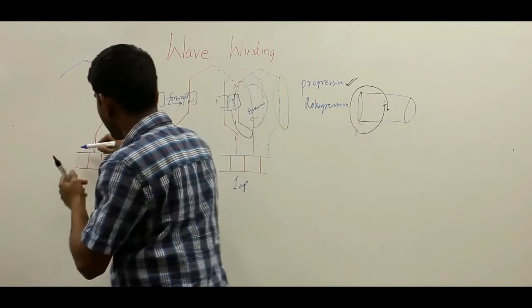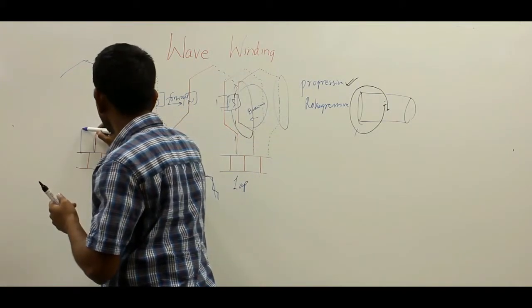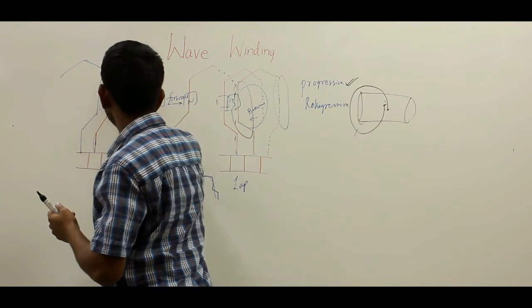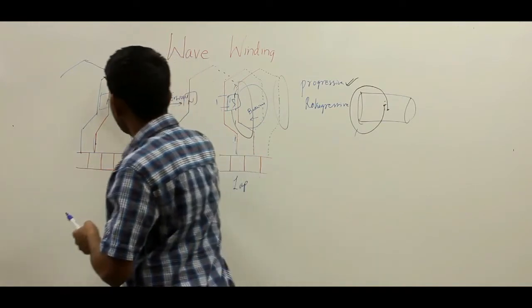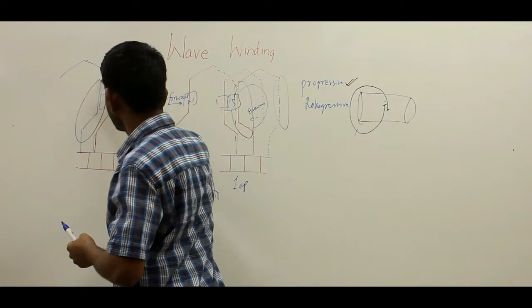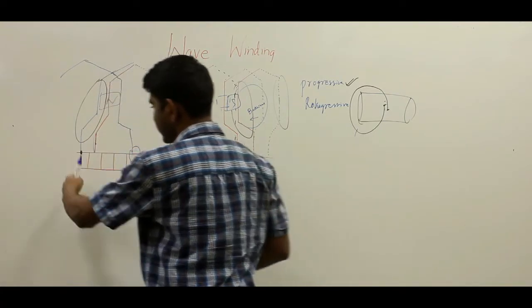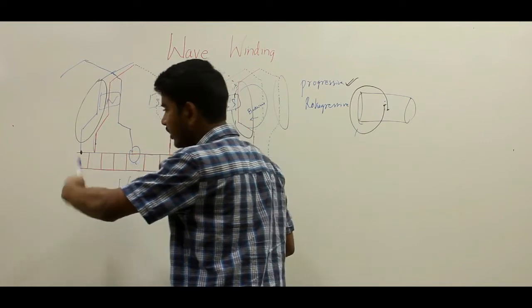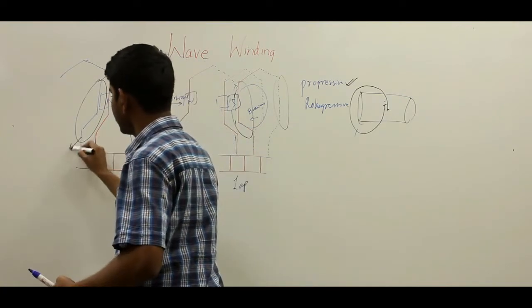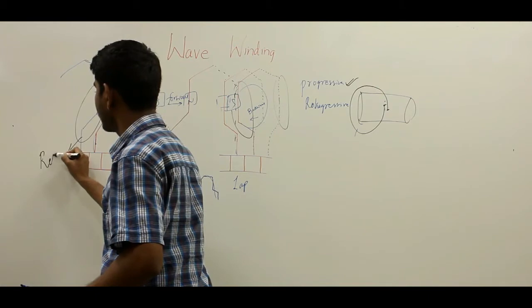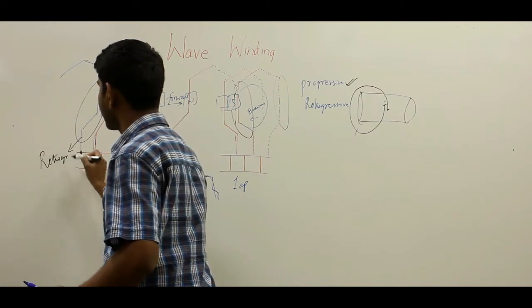Similarly, you might have other windings, let me say this is the other winding. If after traveling one round of the armature core your winding falls in a slot which is left of the starting point, then this can be regarded as your retrogressive wave winding.